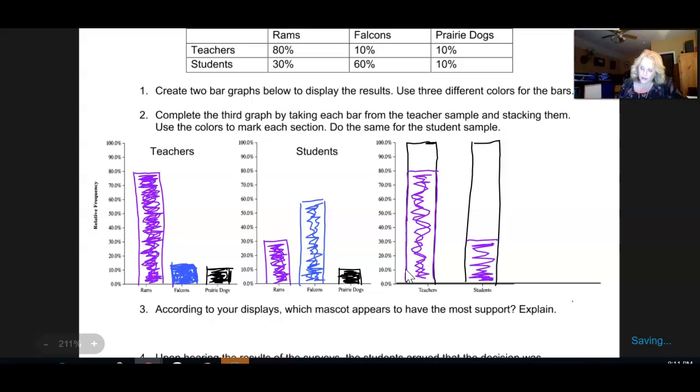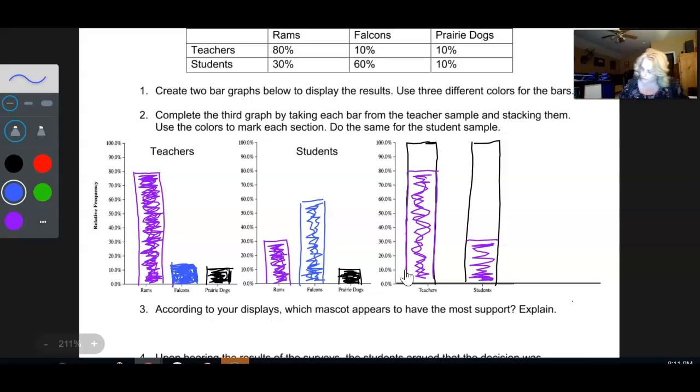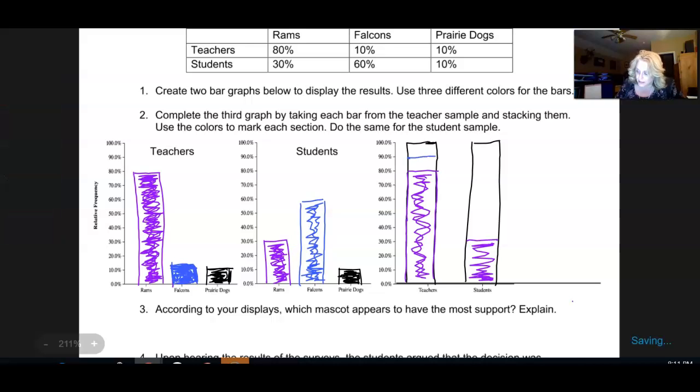Okay, and then for the teachers, 10% said Falcons, so we're going to put 10% in. So we're adding 10 to the 80, so that would make this 90. Okay. And then for the students, we're adding 60 to the already 30 that we have. So this will also come up to 90. Okay.